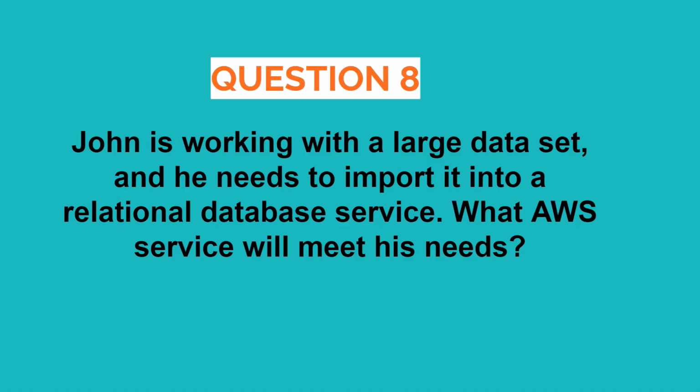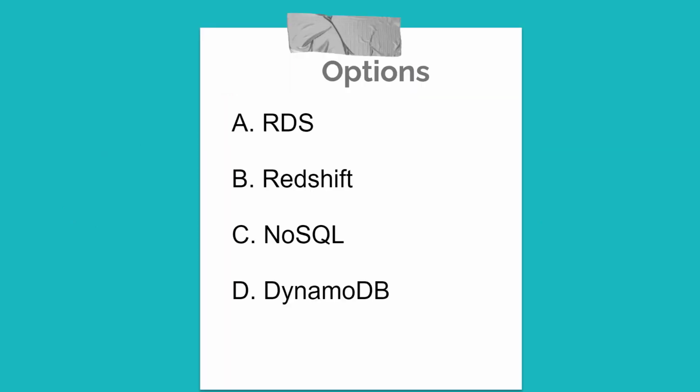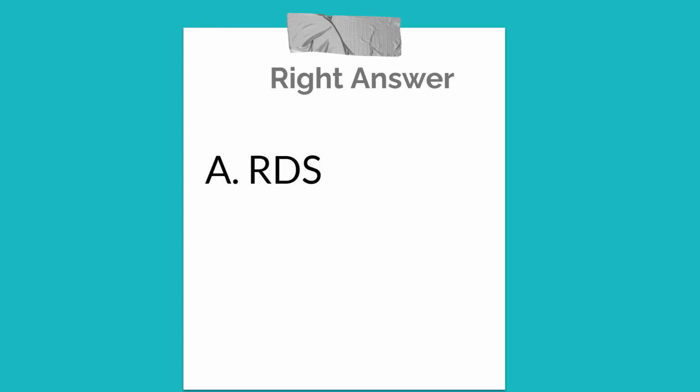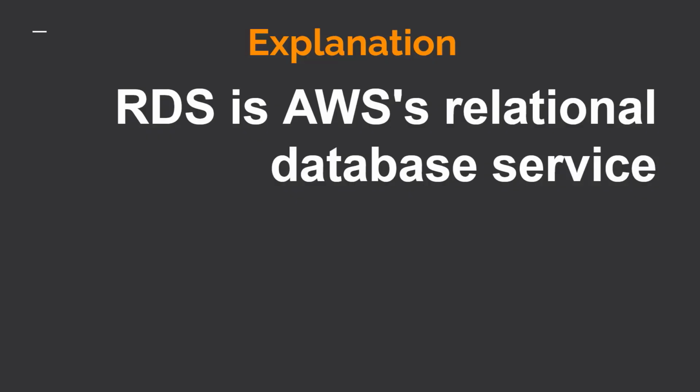Question 8. John is working with a large data set, and he needs to import it into a relational database service. What AWS service will meet his needs? Option A. RDS, B. Redshift, C. NoSQL, D. DynamoDB. Right answer is A. RDS. Explanation: RDS is AWS Relational Database Service.